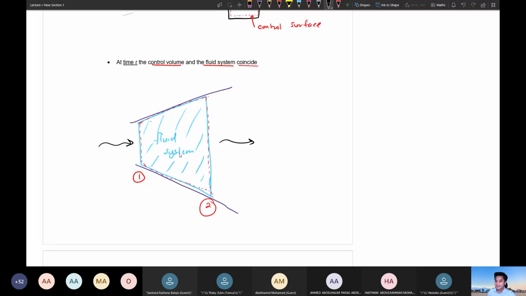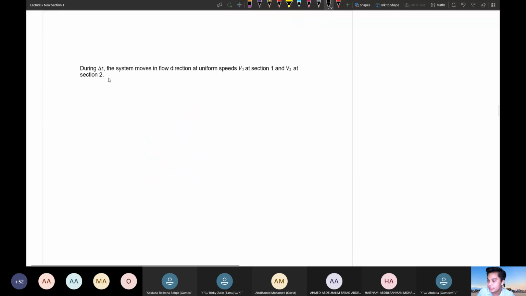Definitely, the fluid system will move. The control volume will be fixed because the control volume is a fixed region. Okay, the fixed region in space. So you can see during the change of time, maybe at time 2, the system moves. Okay, however, the control volume is fixed. Okay, let me draw this way.